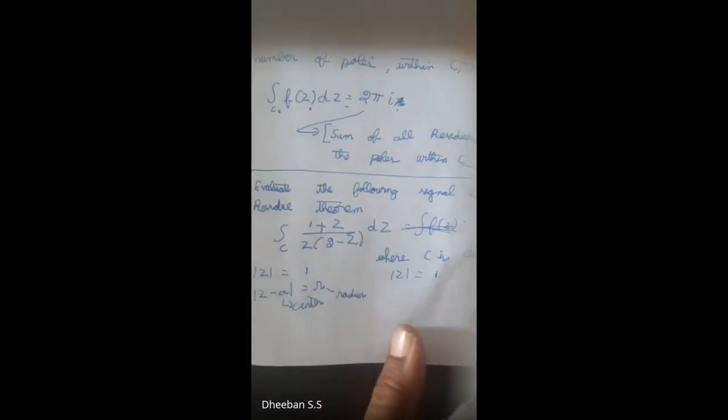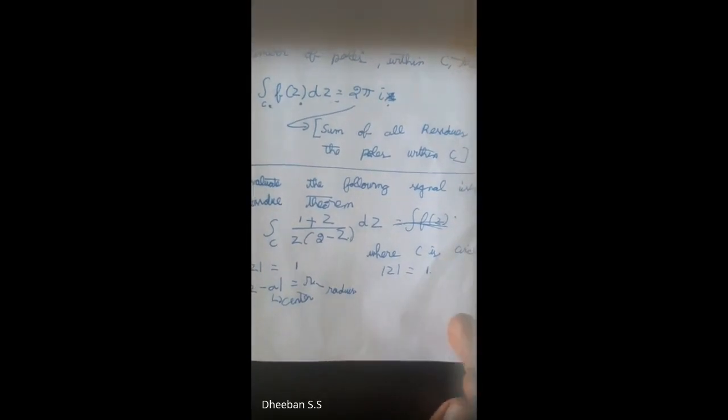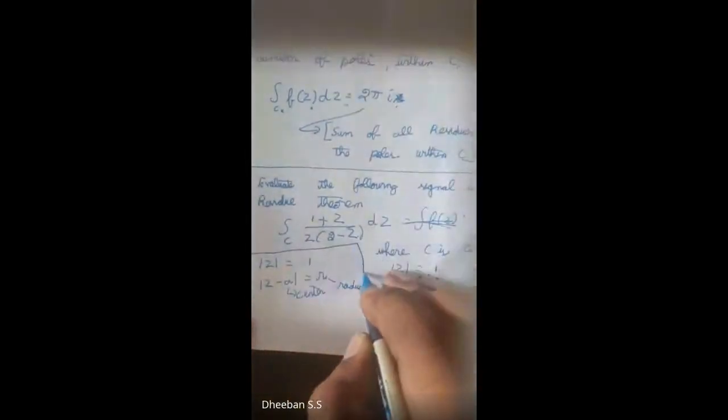C is your closed curve. They will be giving the closed curve value. So the closed curve they have taken is modulus of z equal to 1. So up to this is only your question.